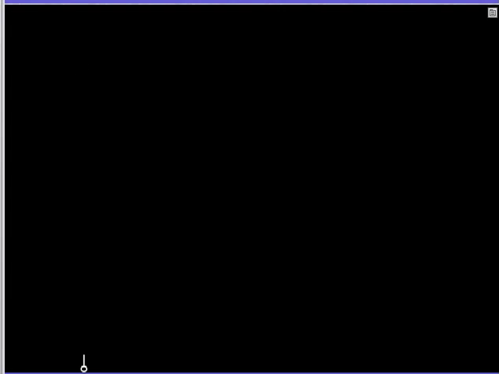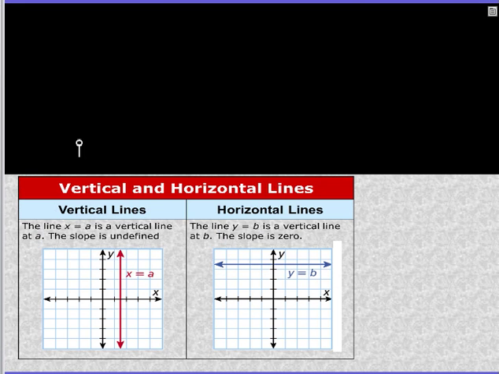The last thing that I want to go over are vertical and horizontal lines. They're kind of special cases. So a vertical line has an equation x equals a. In this case, if we assume these are 1 unit, the equation for this is going to be y equals 3/2 or 1.5. Notice what it says. The slope is undefined because x2 minus x1, since x never changes, is going to be 0. So we're going to have a fraction with 0 in the denominator, which makes it undefined. So slope is undefined for vertical lines.